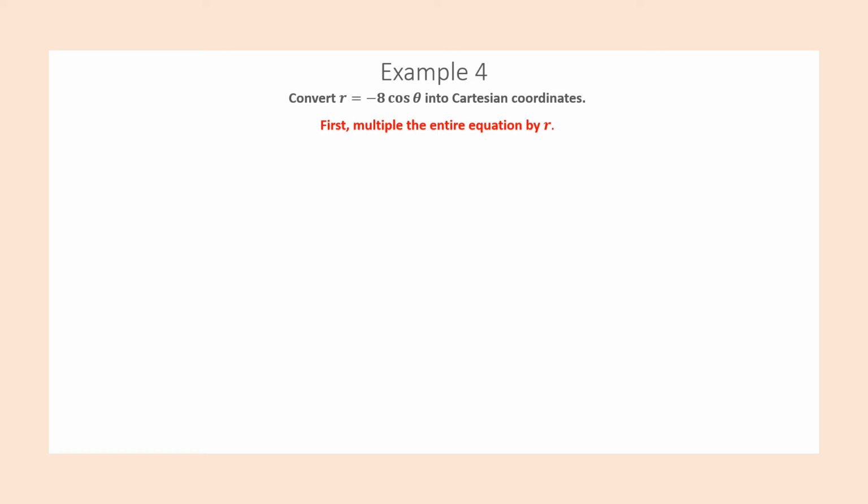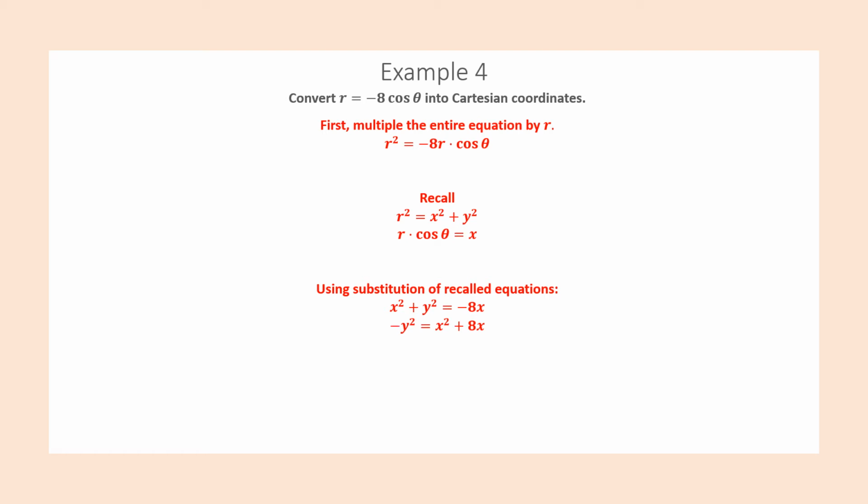Example 4, it says convert r equals negative 8 cosine theta to Cartesian. So one of the tricks that we can use is to multiply the entire equation by r. And so if I do that, I get r squared equals negative 8r cosine theta. Remember that r squared equals x squared plus y squared. And also remember that x equals r cosine theta. So when I convert this, I'm going to use substitution of what I know. And so instead of r squared, I'm going to do x squared plus y squared. And instead of negative 8r cosine theta, I'm just going to say negative 8x.